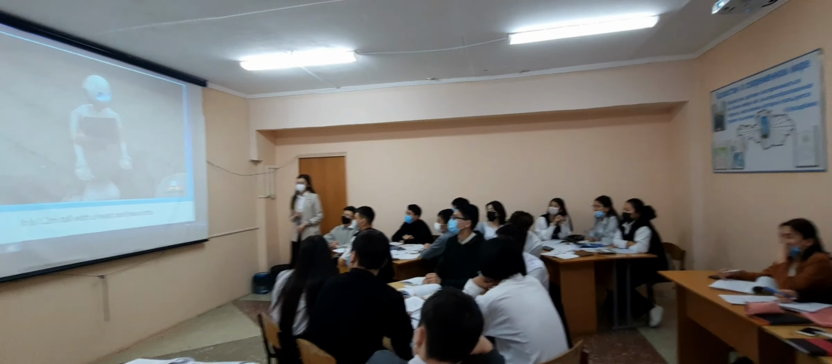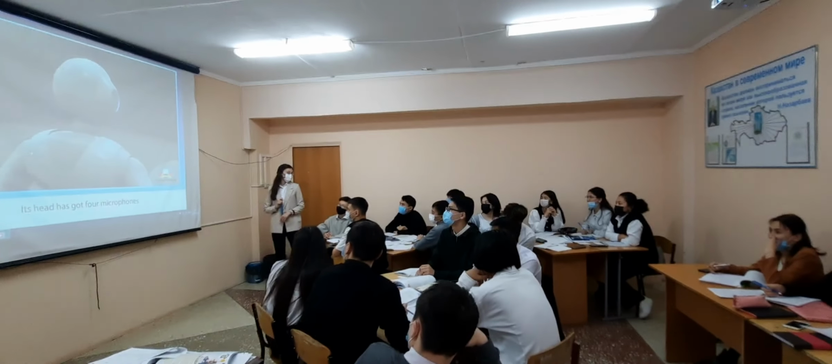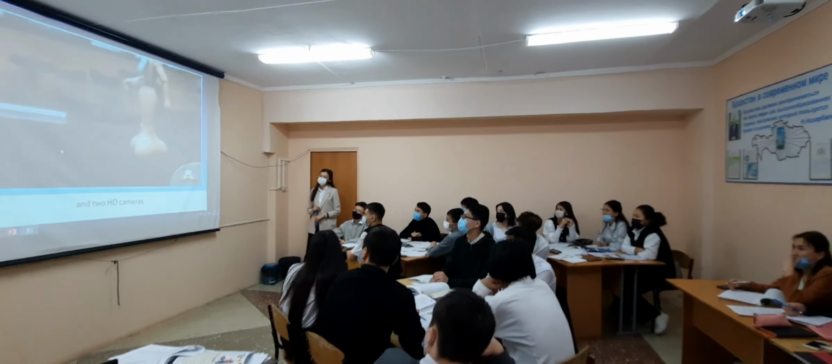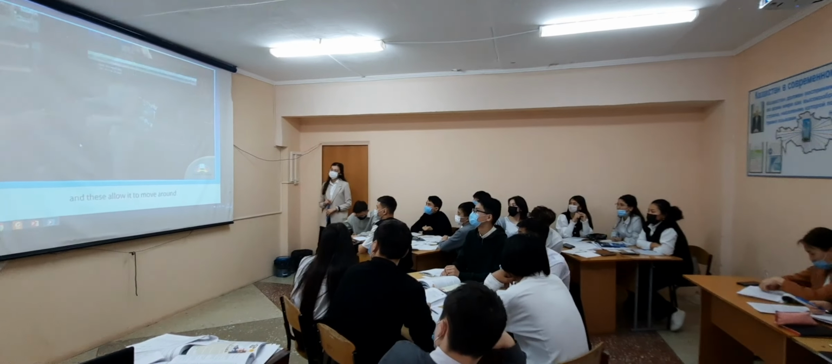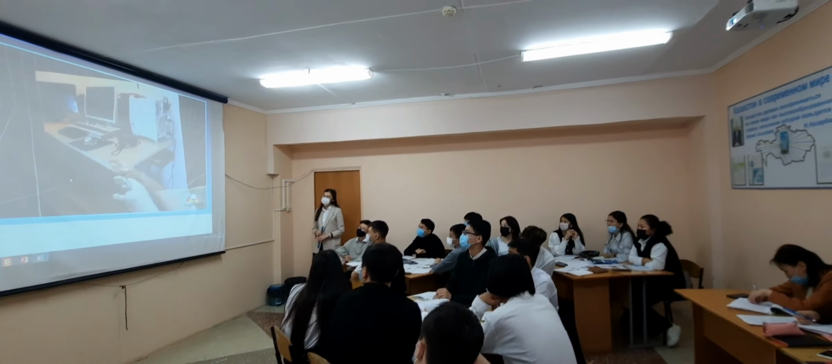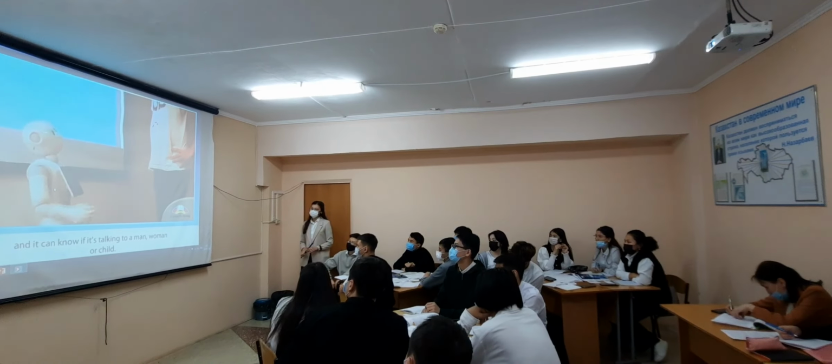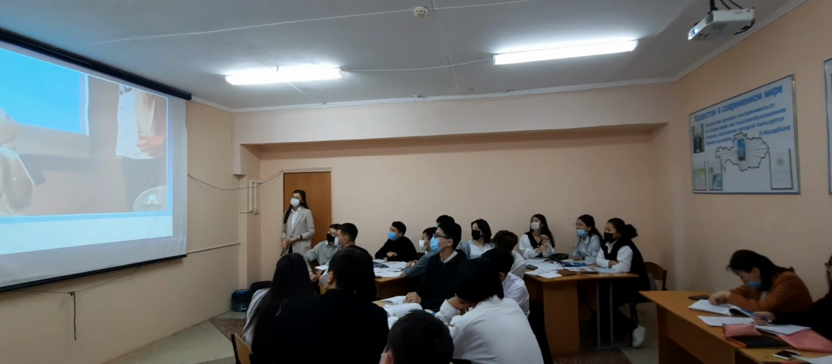It is 1.2 meters tall, with a head and 2 arms. Its head has got 4 microphones and 2 HD cameras, one in its mouth and one on its forehead. And these allow it to move around and connect with people. Pepper can understand 20 languages, and it can know if it's talking to a man, woman, or child.